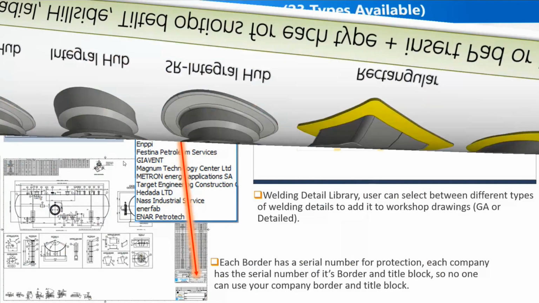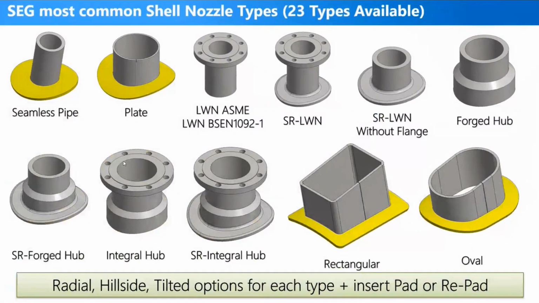Okay, some of the available types of nozzles on shell. SEG includes more than 23 types of nozzles. Those are some of the famous types, like nozzle from pipe, where the neck of the nozzle will be formed or fabricated from pipe. Nozzle from plate, where the neck of this nozzle will be fabricated from a plate. Long weld neck nozzles, self-reinforcement long weld neck nozzles, forged hubs, forged hub with lips, rectangular opening, oval opening, and many other types of nozzles.